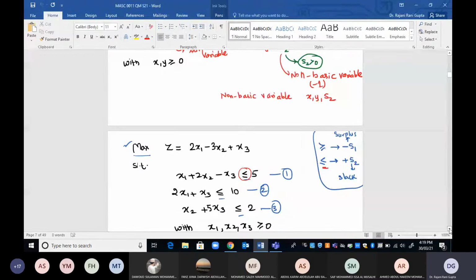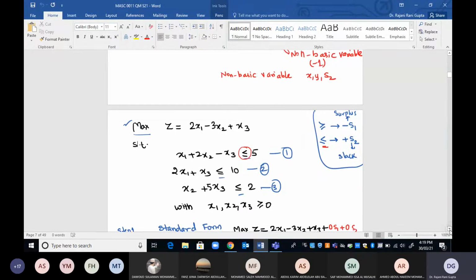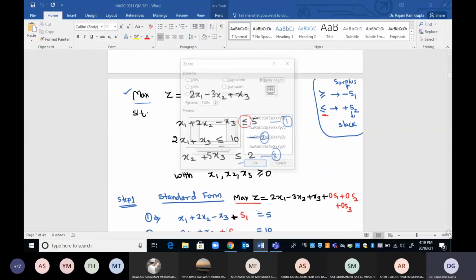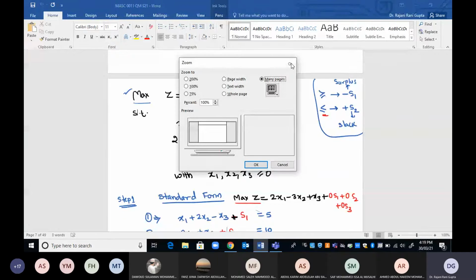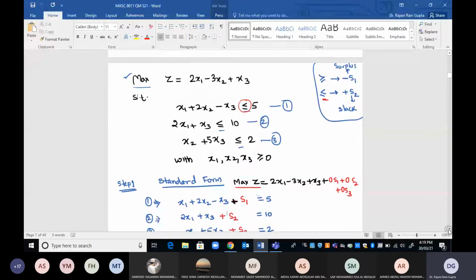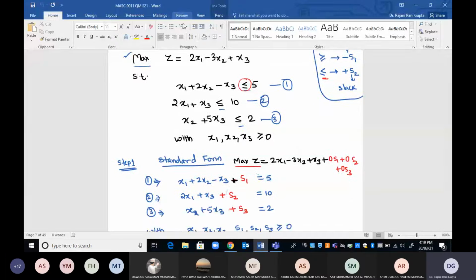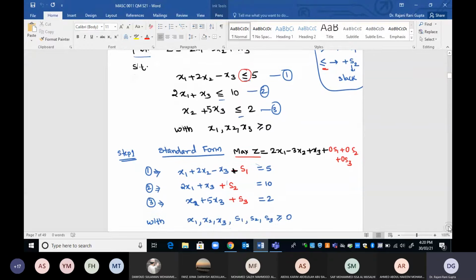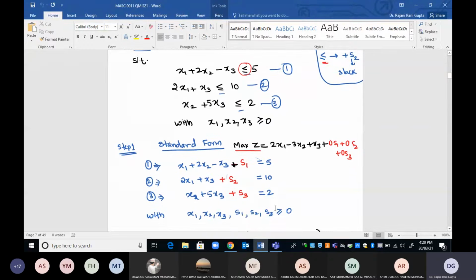This was our problem. Maximize Z equal to 2x1 minus 3x2 plus x3. Now it is maximization, so we will keep it the same. These three are less than or equal to, so we added slack variables s1, s2, s3 and made the constraints an equality. Now you can see the right hand side is already positive, so it's fine. And then the slack variables were added in the standard form. So this is the first step of the standard form for finding the solution by using the simplex method.